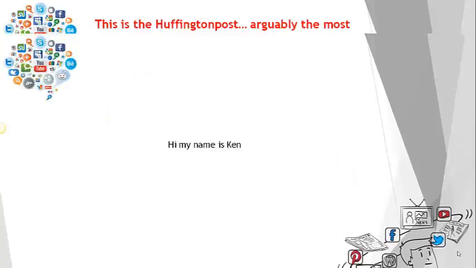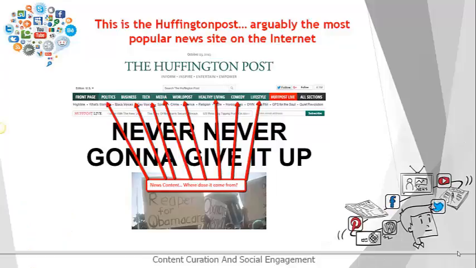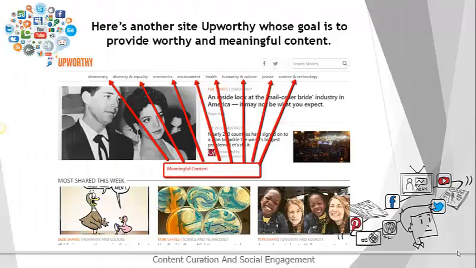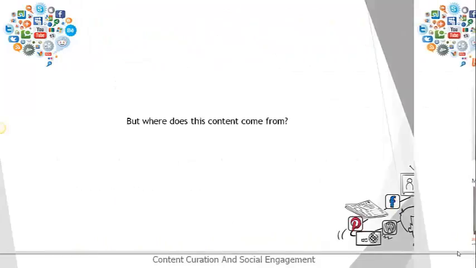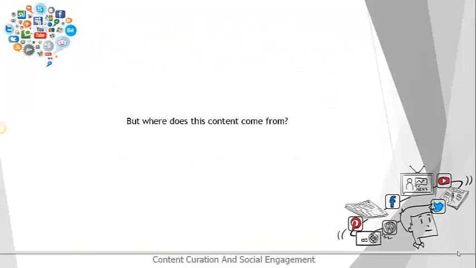Hi, my name is Ken. This is the Huffington Post, arguably one of the most popular news sites on the internet. Here's another site, Upworthy, whose goal is to provide worthy and meaningful content. But where does this content come from?